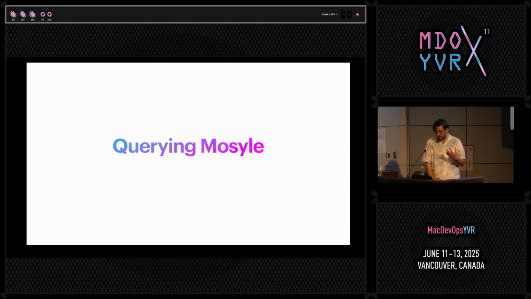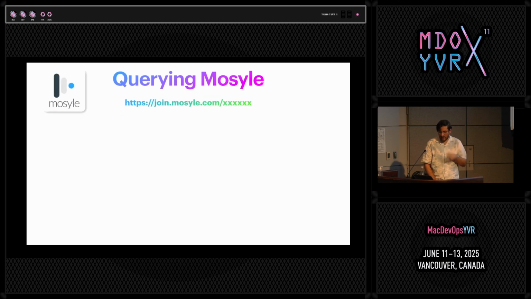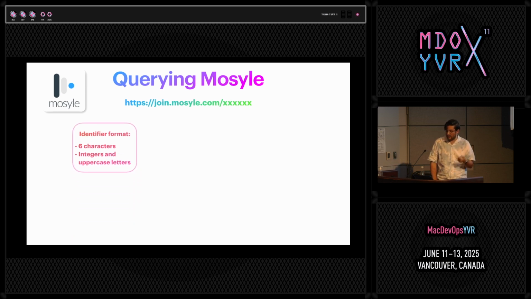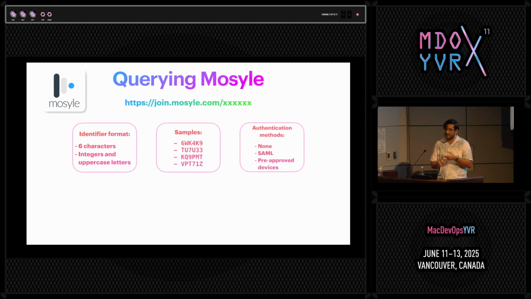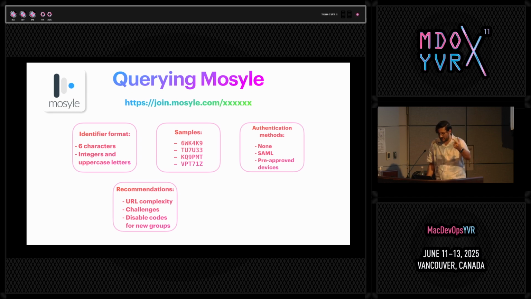Finally, we'll look at Mosyle. The URL is join.mosyle.com, and then of course your identifier. The format itself is 6 characters, integers and uppercase letters. Brief sample there. The authentication methods that were available were none, SAML, or you could give a pre-approved device list based off serial numbers, if I remember right. And the recommendations we had were, of course, URL complexity and challenges.